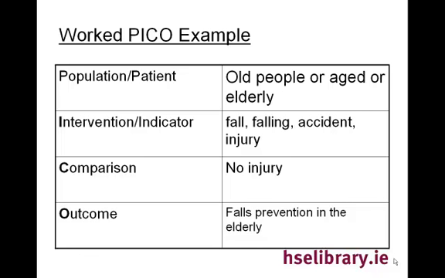PICO is another way to help plan a search. P stands for population or patient. I stands for intervention or indicator. C stands for comparison, and O stands for outcome. We will now put the previous example into the PICO format. So the population in this case is old people, who may also be described as aged or elderly. The intervention is fall or falling or accident or injury. The comparison is no injury. The desired outcome is falls prevention in the elderly.